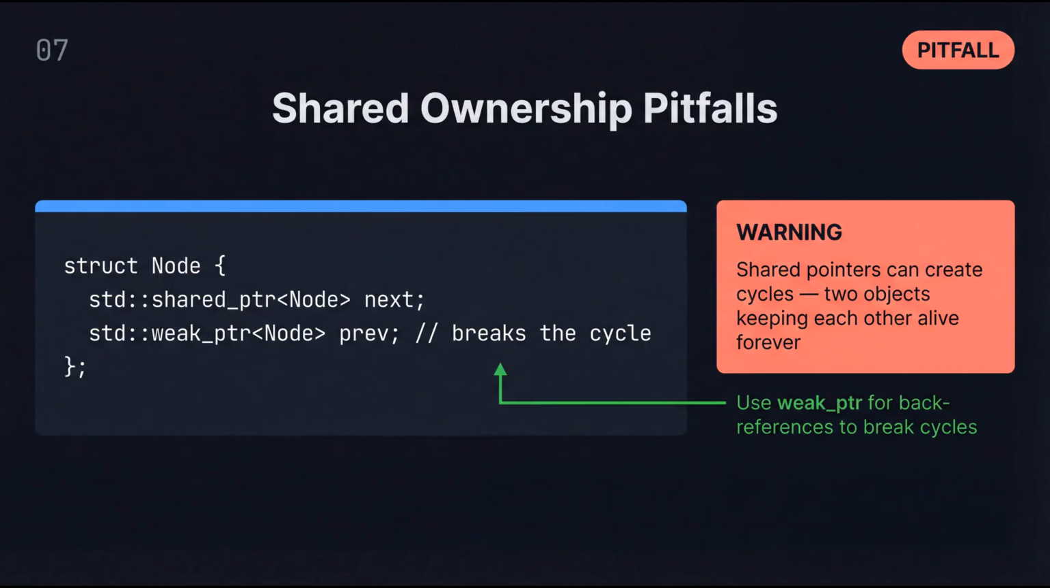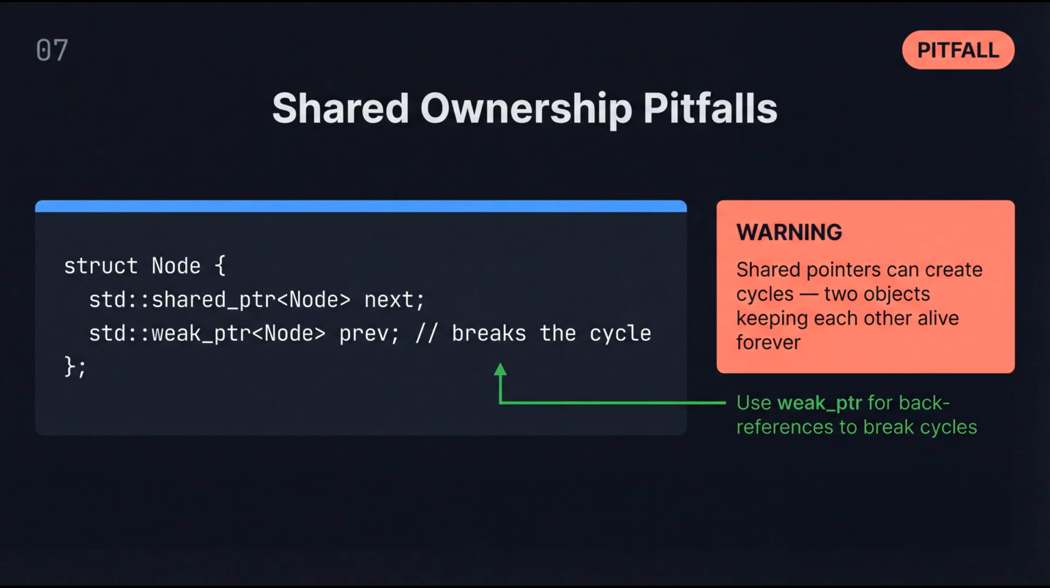Shared pointers have a hidden danger. Reference cycles. Imagine two node objects. Each holds a shared pointer to the other. Node A keeps node B alive. Node B keeps node A alive. Even after the rest of the program releases both, they keep each other alive forever.